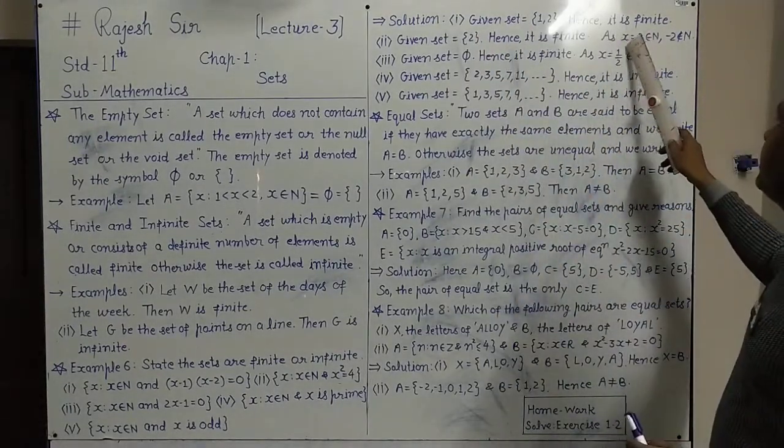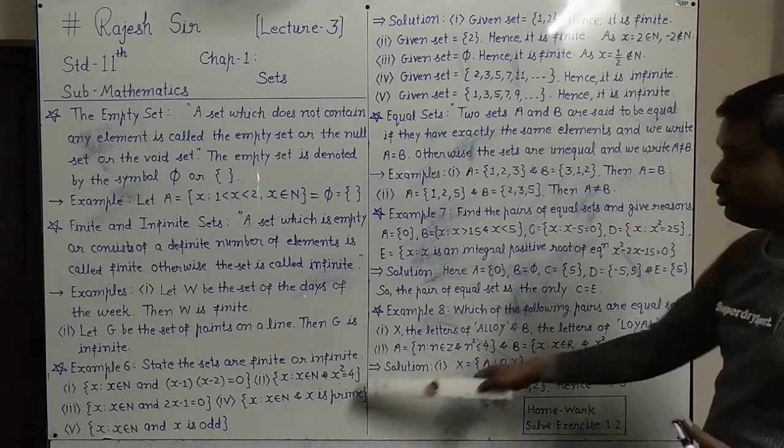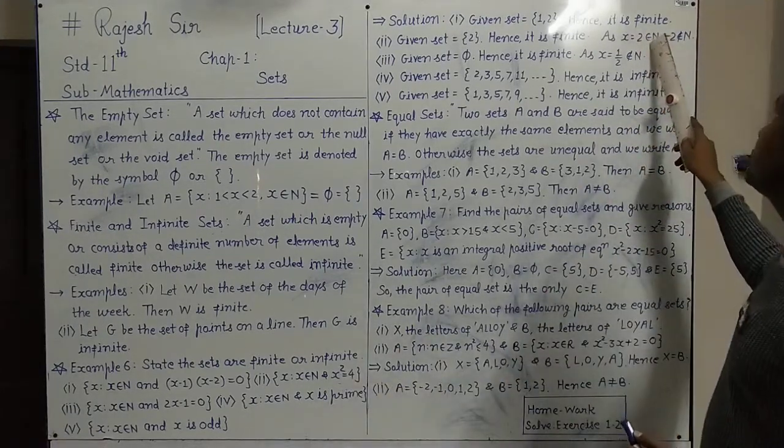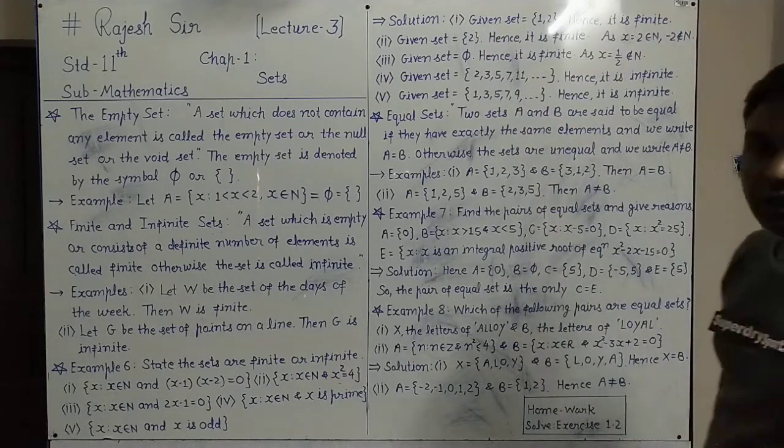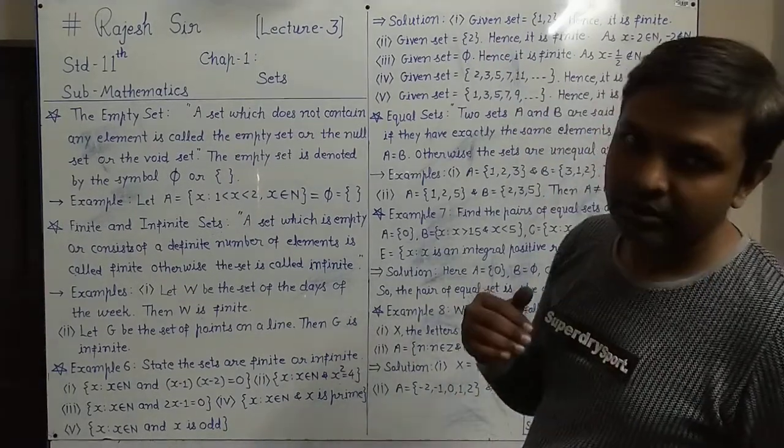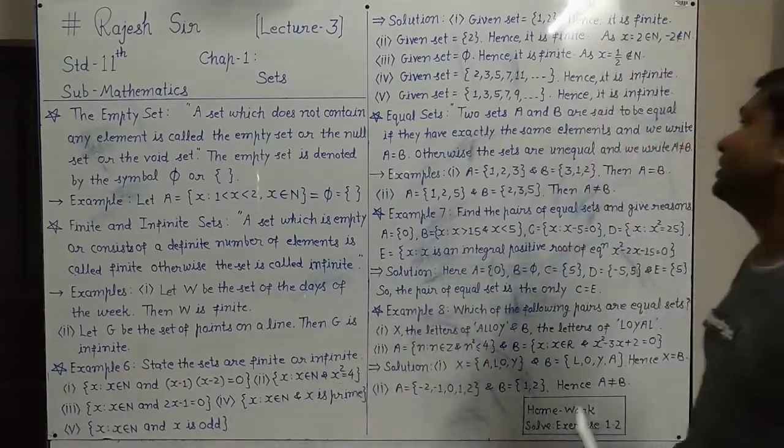Here, listen, x equals 2 and x equals minus 2 both were there, but 2 belongs to N and minus 2 doesn't belong to N. So only 2 we have considered in the set. Only one element in the set is a finite number, so it is a finite set.